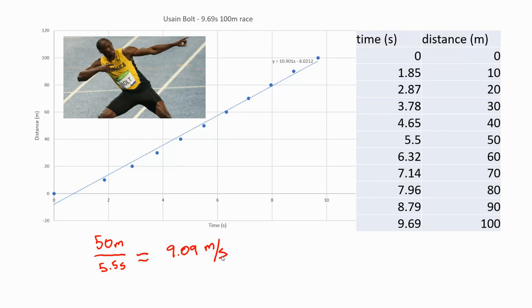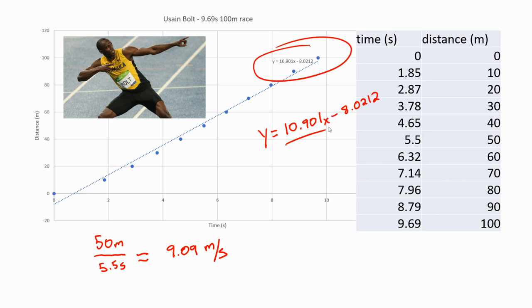That's one of the reasons that I actually put the graph up on the board, because if you take a look, I have an equation and it's tough to read, so I'm going to rewrite it right now. The best fit line for his race says that y is equal to 10.901x minus 8.0212. I want to focus in on that 10.901.